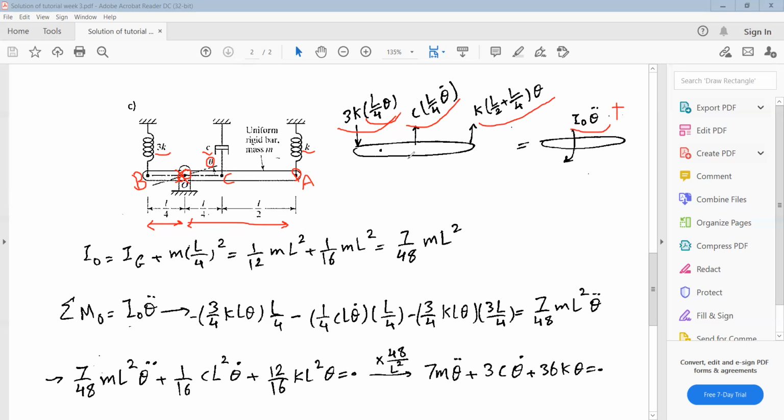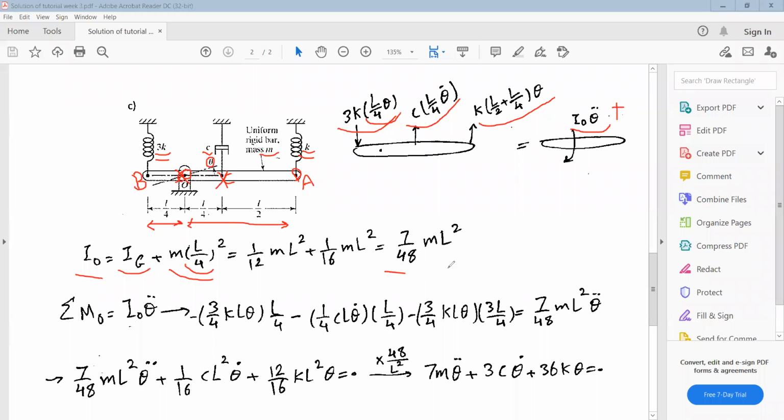Here you can see that we neglect the weight. This bar has mass m, but we neglect the weight because the weight of this bar creates some initial deflection in these two springs. We neglect the initial deflections, and we neglect the weight as well. So I_O is the mass moment of inertia about the mass center plus m d squared, where d is the distance between point O and G. The mass center is located here at point C. So the distance between the mass center and point O is L over 4. So d is L over 4.